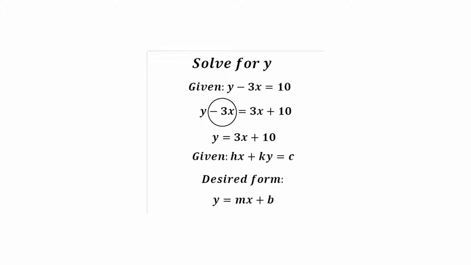Now, if you're given an equation of the form some number times x plus some number times y, so we have hx plus ky is equal to another number c, the desired form will always be y is equal to a number times x, and we use m, plus another number called b.